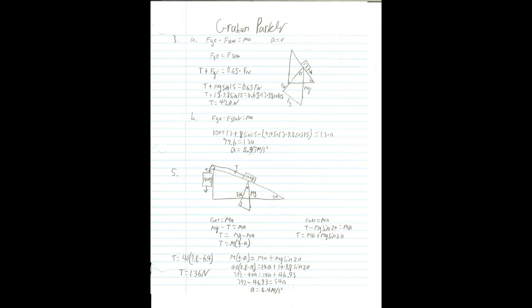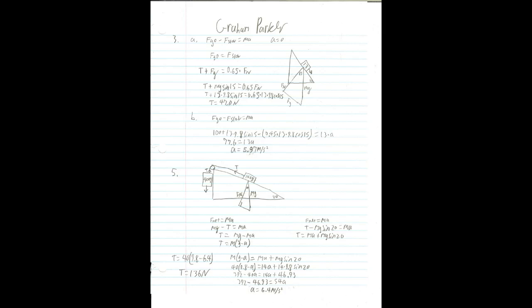B asked, if the tension in the rope is 100 newtons, how fast will the box be accelerating? So what I did, I said F go minus F slow equals ma, but this time you can't set F go and F slow equal to one another because a is not 0. So what I did was 100 plus 13 times 9.8 sine of 15 minus 0.45 times 13 times 9.8 cosine 15 equals 13a, and you get the acceleration equals 5.97 meters per second squared.